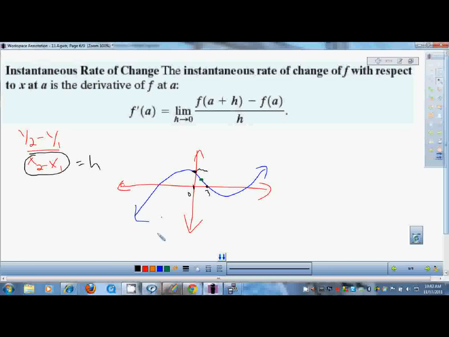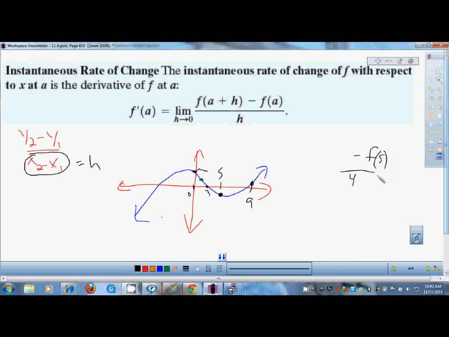Now that one's a little easy to see, but let's look at a different one. Like, let's say we chose this point and this point. We'll call this x equals 5, x equals 9. What would my h value be? 4. This would be f of 5, right? And what would the other one be? F of what?